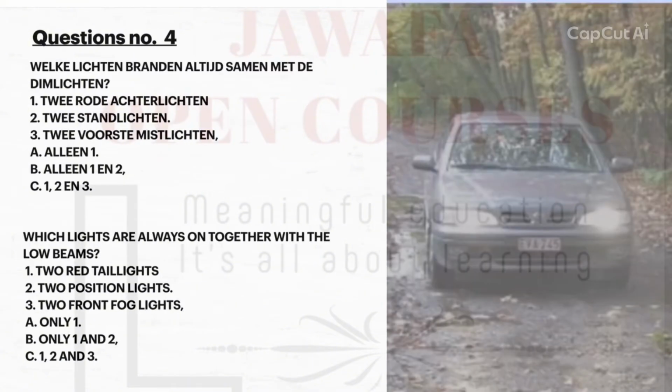Question number 4 is asking us to identify which specific lights automatically activate themselves when you turn on the low beam setting. 2 rear red tail lights, 2 position lights or parking lights, or 2 front fog lights. So which of these lights illuminate? Option number A is only the first one. Option number B is the first and second one. And option number C is the first, second, and third, all 3.